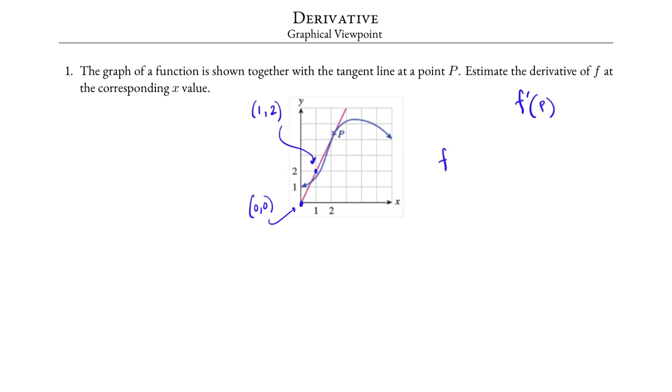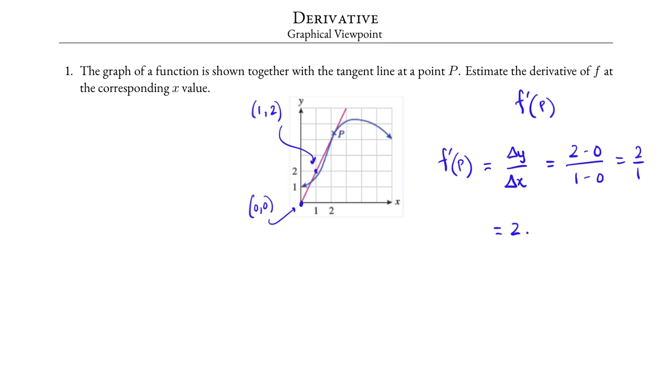We can pick any other 2 points as long as they are on the line. And so f prime at the point P is approximately the slope of the tangent line, which is delta y over delta x. This is an approximation. The change in y is y2 minus y1, and the change in x is x2 minus x1. And this is 2 over 1 or 2. We say that the derivative of the function f at the point P is 2.